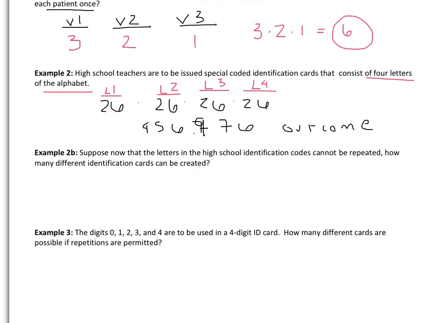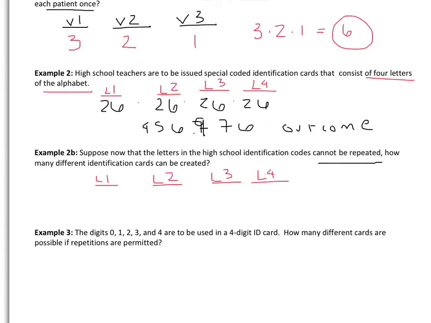Now let's look at 2B. It says, suppose now that the letters in the high school identification codes cannot be repeated. How many different identifications can be created? Okay, let's make our categories again. We're going to have letter 1, letter 2, letter 3, and letter 4. Now our letters cannot be repeated.